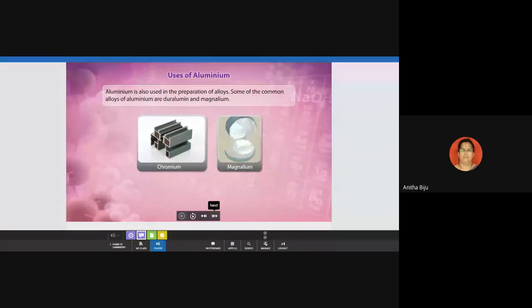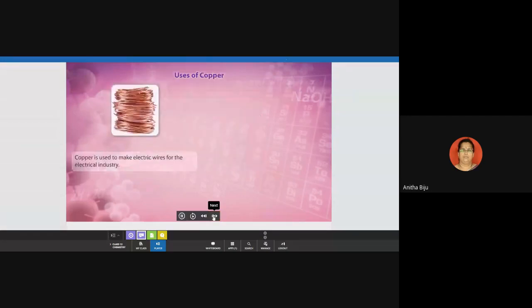Main component is aluminium. Chromium is there. Okay. Aluminium, that's why here we are discussing that. And magnesium and aluminium. And one more example is there. It is used for the, okay.